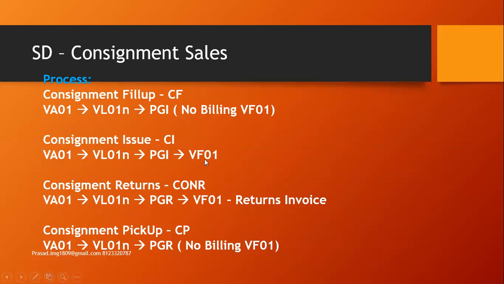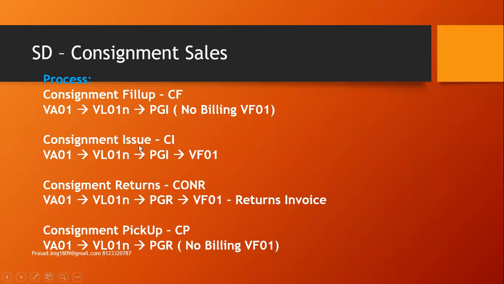Then if he does not want to keep the stocks, we will do the consignment returns with the document type CONR. So here also VA01, we create the sales order with respect to whatever returns he wants to do, and VL01N post goods receipt, and we are taking back the stocks to our storage location. Hence we do the post goods receipt and then VF01 billing document. See, this is a returns invoice and a credit memo request.